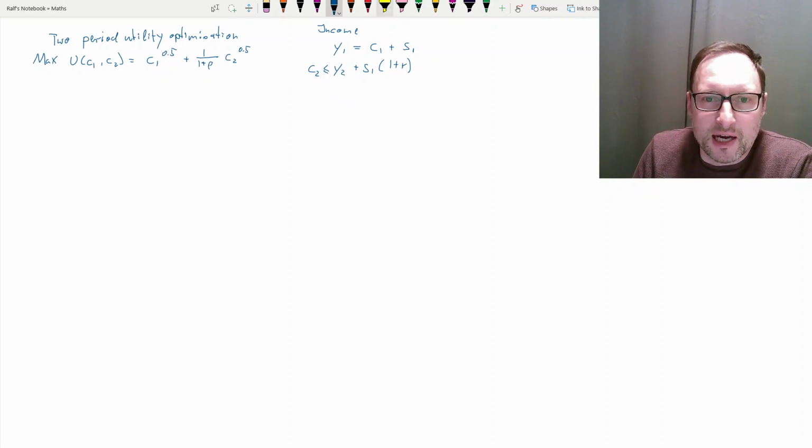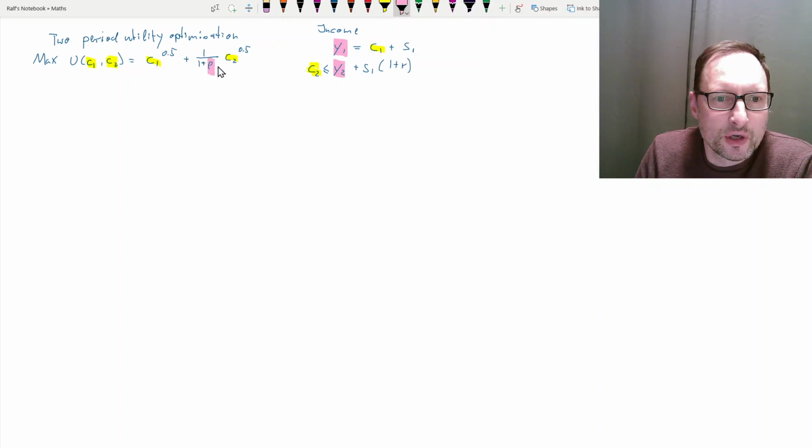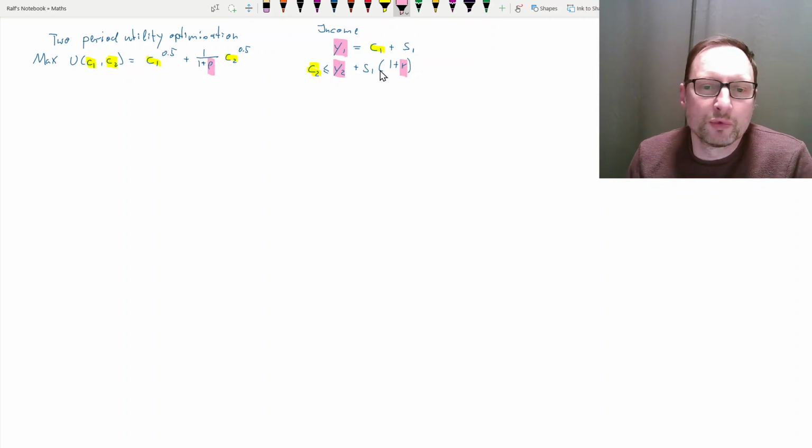Now, let me just highlight what our variables are for our optimization problem. They are the consumption in period 1 and 2, so they're here again, C1 and C2, and here. What we assume we know, our parameters, are y1 and y2. They're assumed to be constant. And the two coefficients rho and r, which we just assume we know, and later we will get some values for these.